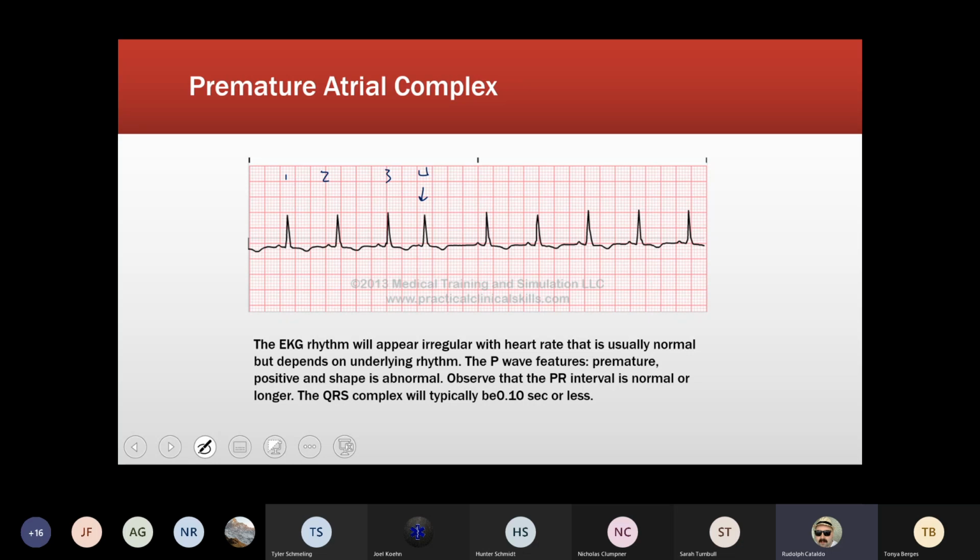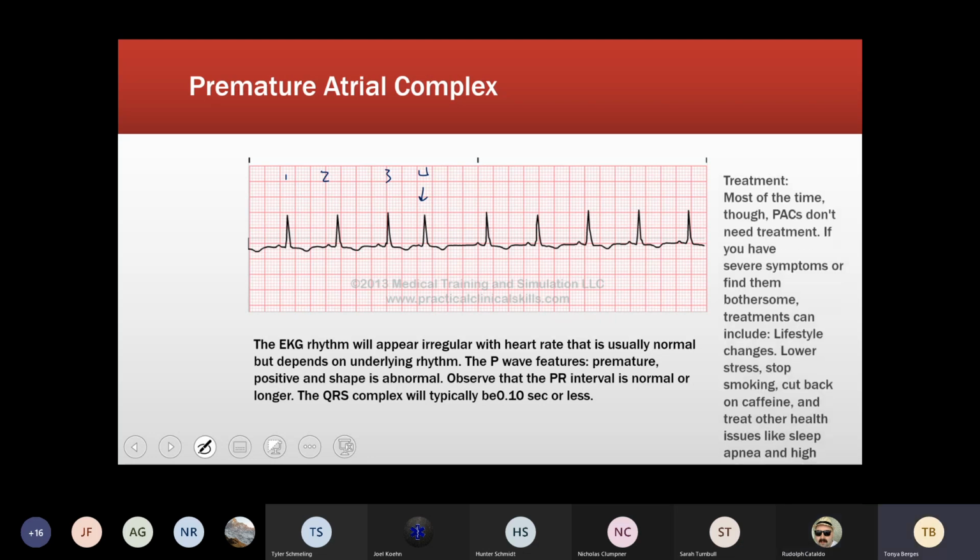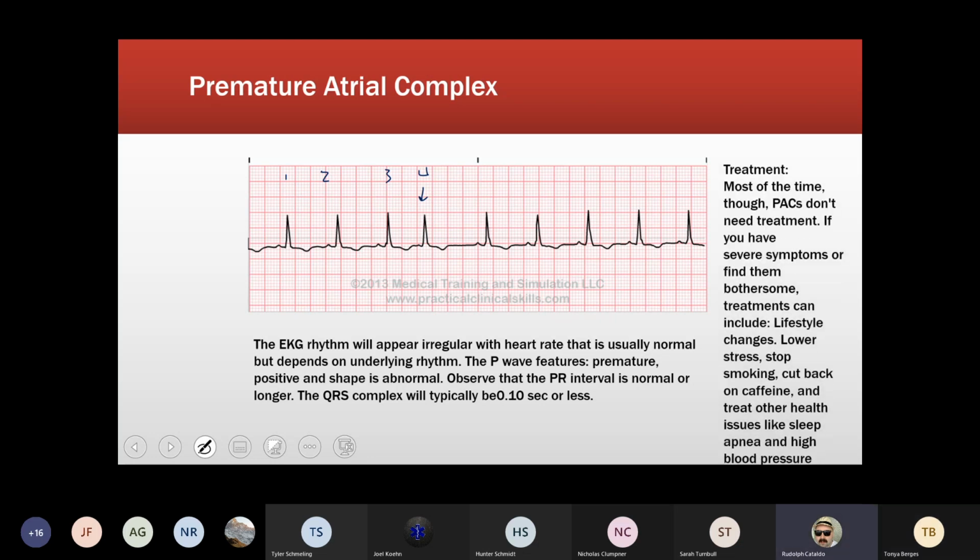Again, it just fired early. We didn't add an additional complex. It just fired earlier than it normally would. A lot of times, treatment-wise, patients aren't even going to notice they have them. You might think they have an irregular heartbeat, or you might only ever see one of these on their strip. Again, caffeine, stress, unhealthy lifestyles can lead to PACs. Treat the patient, not the monitor, with this in this aspect.